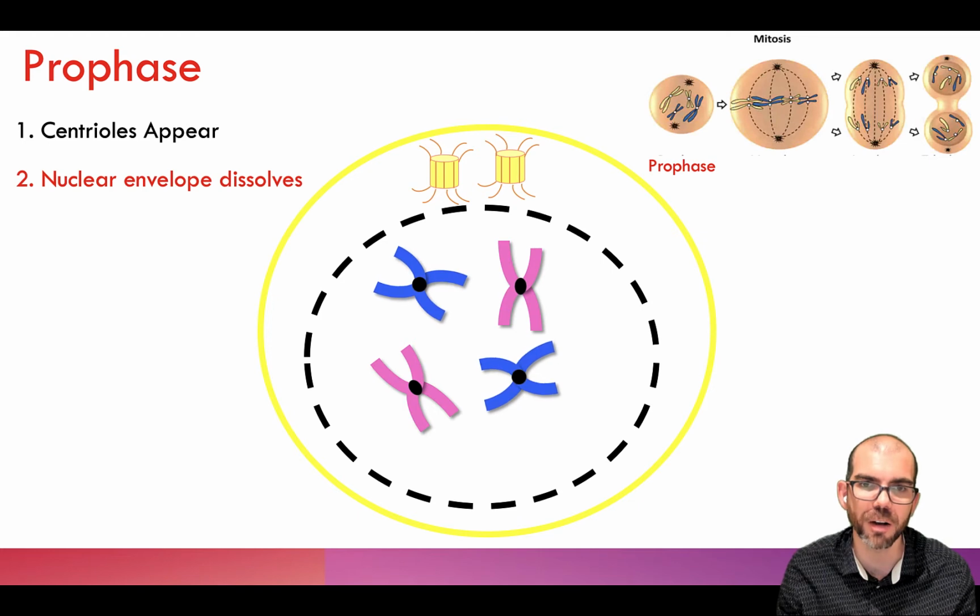Next, the nuclear envelope dissolves. Notice how the nucleus is a dashed line. Chromatin can fit inside the nucleus, but chromosomes can't, they're too big. So the nucleus needs to be dissolved to make way for DNA to make it out into the cytosol.